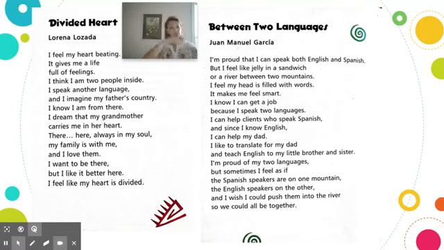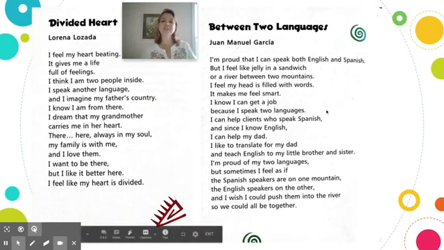I feel like jelly in a sandwich. Imagine my father's country. And there's a lot, and I'm proud of my two languages, but sometimes I feel the Spanish speakers are on one mountain and the English speakers on another. And I wish I could push them into the river so we could all be together.